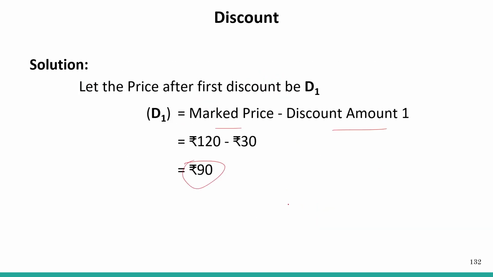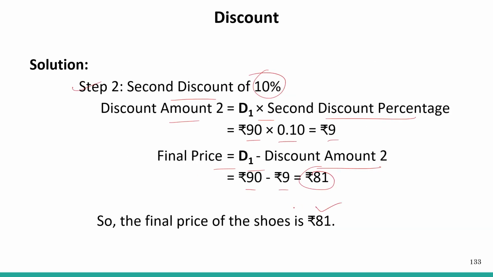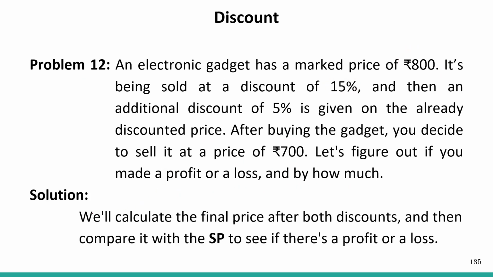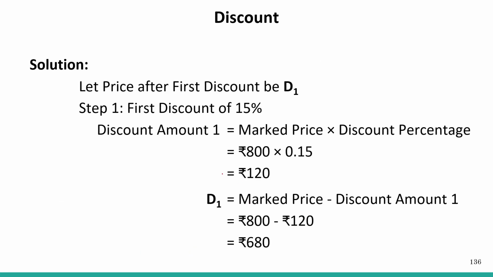Okay. So we have got the final price of the shoe. Okay. So let's see problem number 12. An electronic gadget has a marked price of 800 rupees. So this is being sold at a discount of 15% and then an additional 5% discount is given on the already discounted price. So after buying the gadget, you decide to sell it at a price of 700. Let's figure out if you made a profit or loss, and if so, by how much. So we calculate the final price after both discounts and then compare it with the SP to see if there is a profit or a loss.